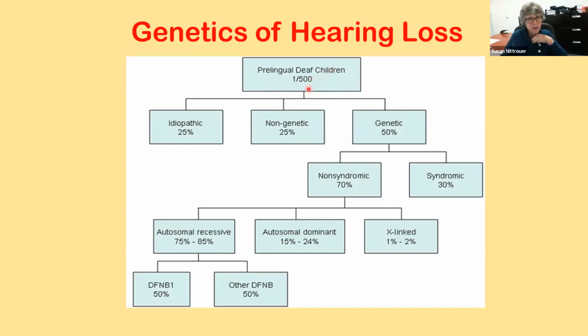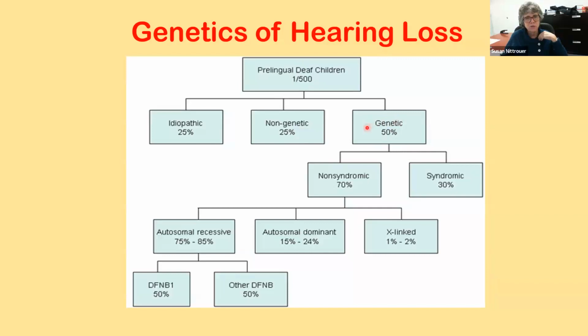And then in terms of etiologies across these congenital hearing losses, 25% are idiopathic, meaning we don't know what it is. It can be anything. 25% are recognized etiologies, but are not genetic. So these would be things like viral infections, RH incompatibility with the mother, and so forth.